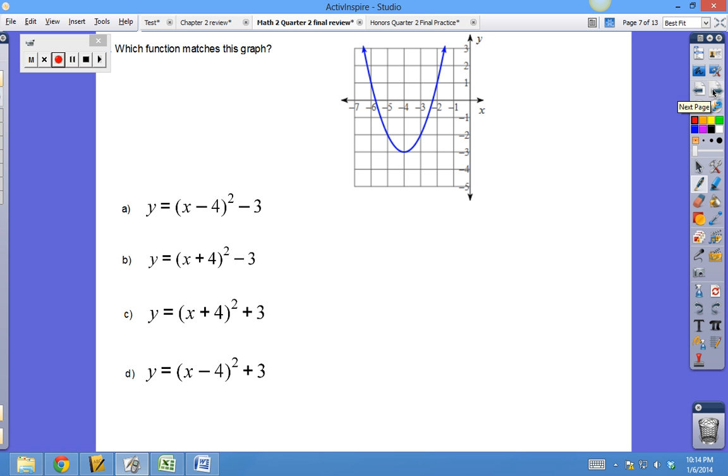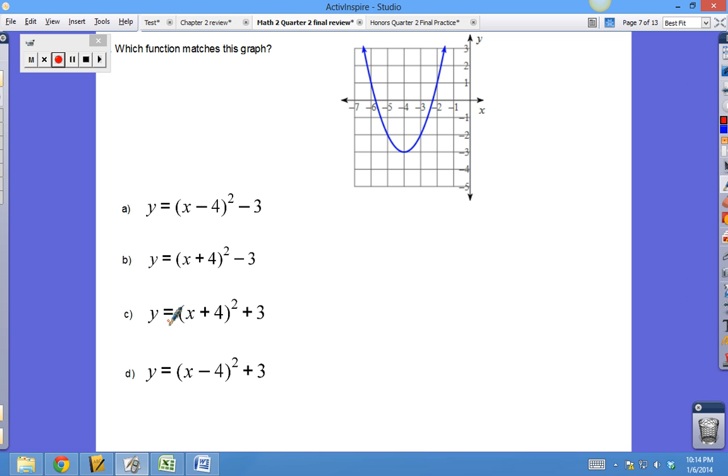Okay, now let's look at the same kind of idea, but now it's kind of a multiple choice. So look at A, B, C, D. A, B, C, D, they are all in vertex form. So let's see if we can cross some of them out. My vertex is at left 4, so -4, and down 3. Okay, so if I were to plug that into my model, y equals a x minus h squared plus k, I'm going to plug it in like this.